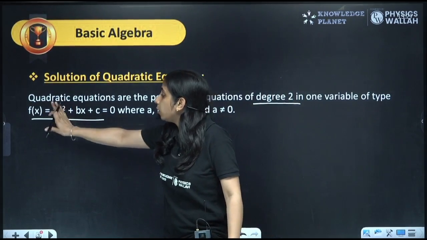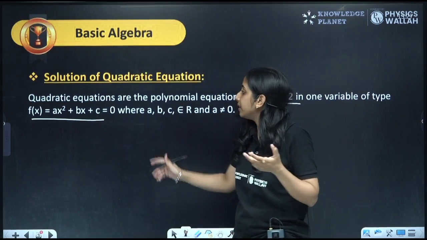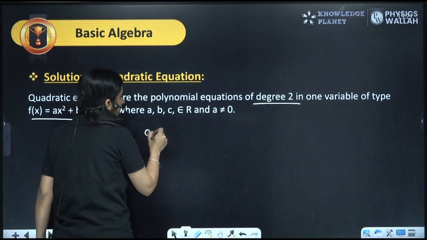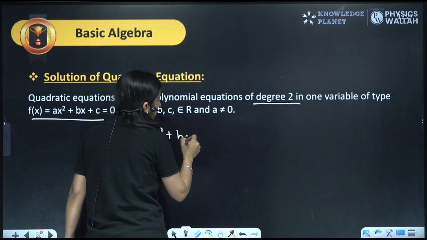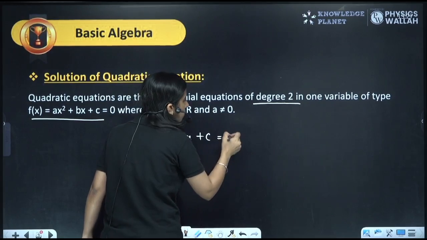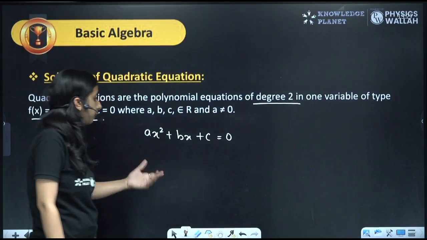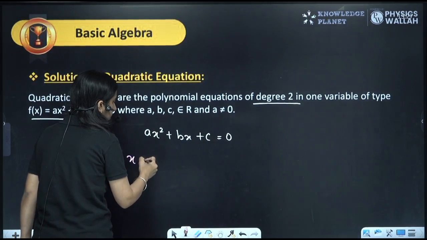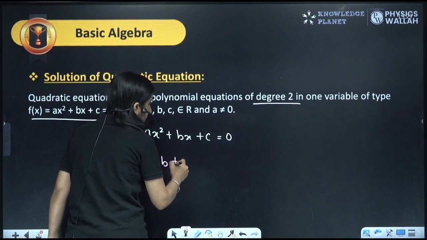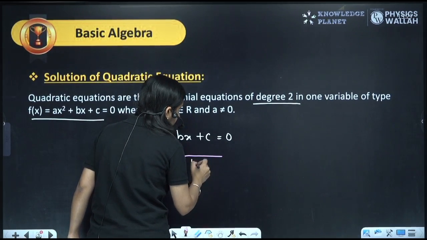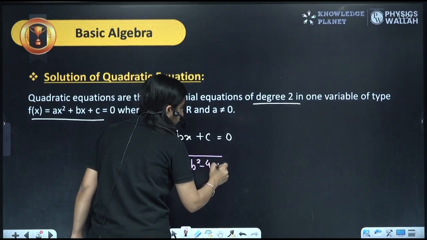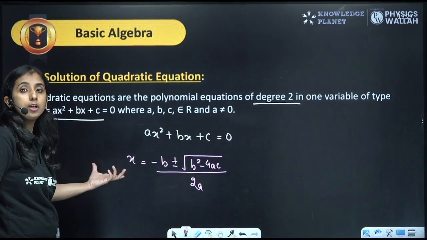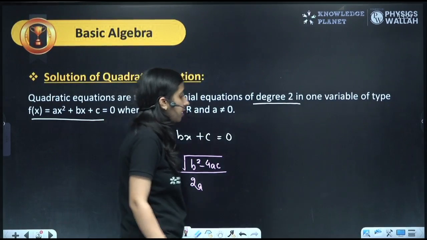Why a can't be 0? Because if a is 0, then this will become a linear equation. So if I have a general equation ax square plus bx plus c is equal to 0. Now what is the solution of this quadratic equation? The solution of this quadratic equation is minus b plus minus under root of b square minus 4ac divided by 2a. This is my solution of this general quadratic equation.